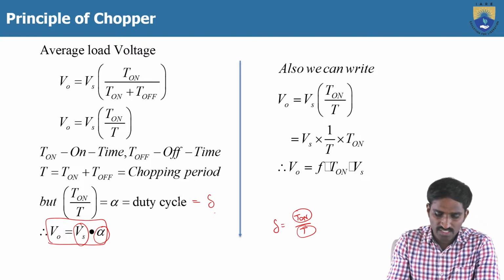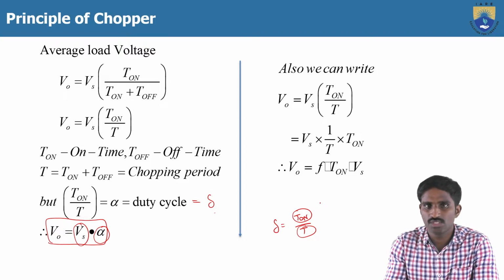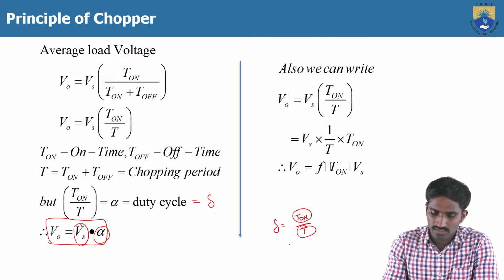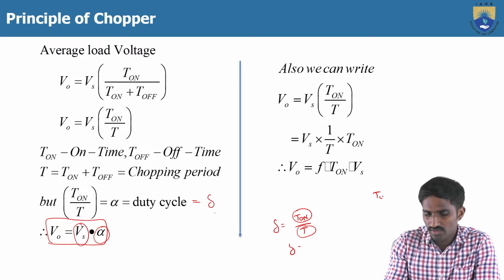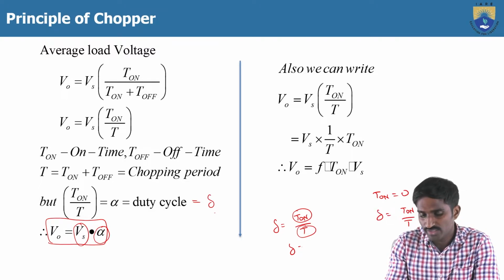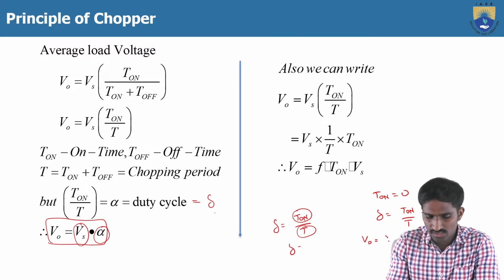The minimum is 0, because T on can be 0. If you don't turn on, then it will be 0. Suppose T on is equal to 0, then the duty ratio T on by T, which is equal to 0. Then the output voltage V0 is equal to Vs into delta, which is Vs into 0, so which is nothing but 0.